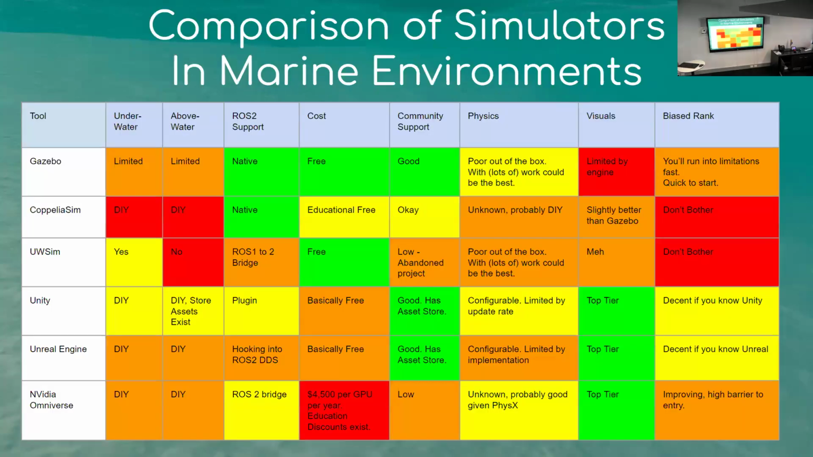So I did up a bit of an analysis. This is definitely a very biased analysis, so just what I think about different tools, and some that you may have come across before. So you're probably familiar with Gazebo. That's kind of the out-of-the-box ROS one. And it's good because it's free and there's support, but in terms of marine environments, we found it quite limited for what we wanted to do. So we gave it a go for a little while and then abandoned it.